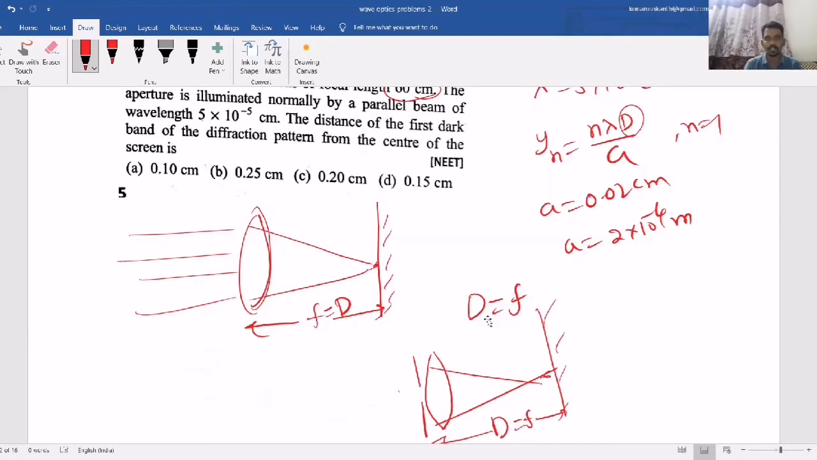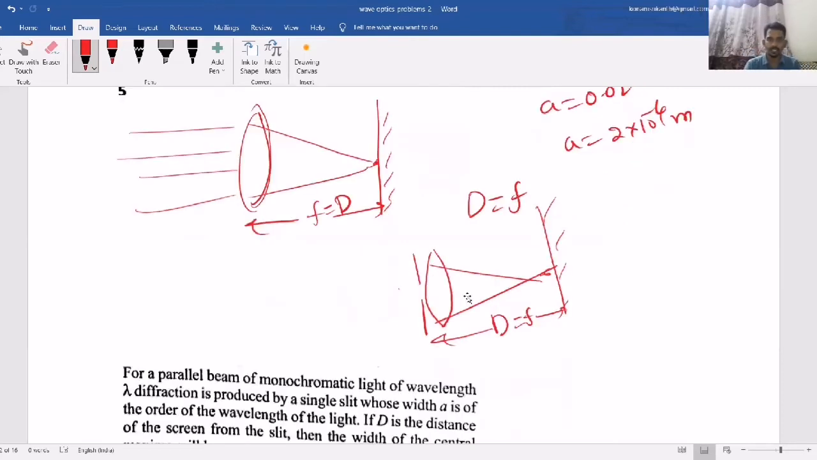So this is another important type of question where they will mention a lens. They use the lens just to focus the diffracted light on the screen, and that screen must be at a distance equal to the focal length.